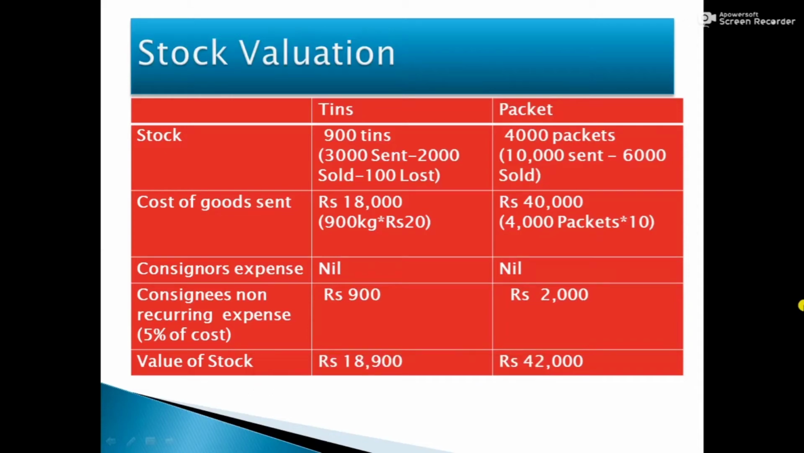First we have to value the stock. There are two types of stock, tins and packets. Out of 3000 tins sent, 100 tins lost and 2000 tins sold. Balance is 900 tins in stock.